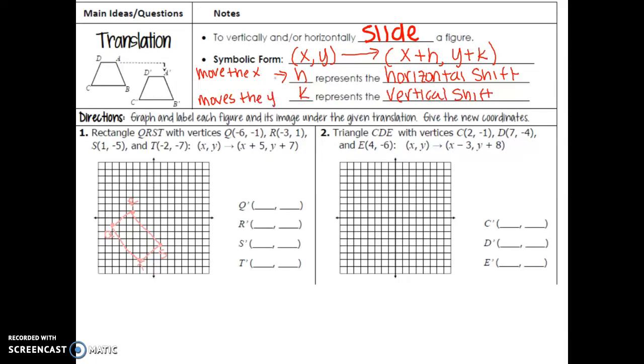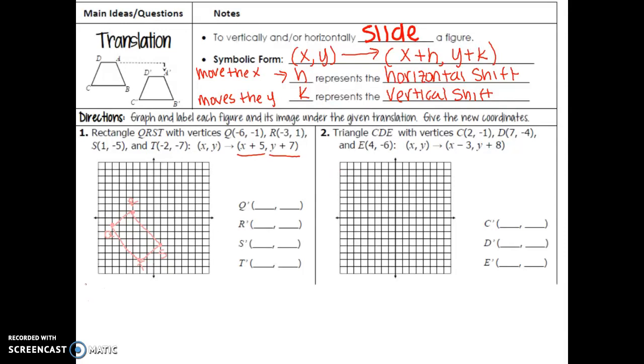So let's take a look. For number one, I have already plotted my points, so QRST with these vertices. That's what this looks like. Now we have to find our image. So this is our pre-image. Let's look for these prime points. For our rule, it says to every x coordinate add 5, and to every y coordinate add 7.